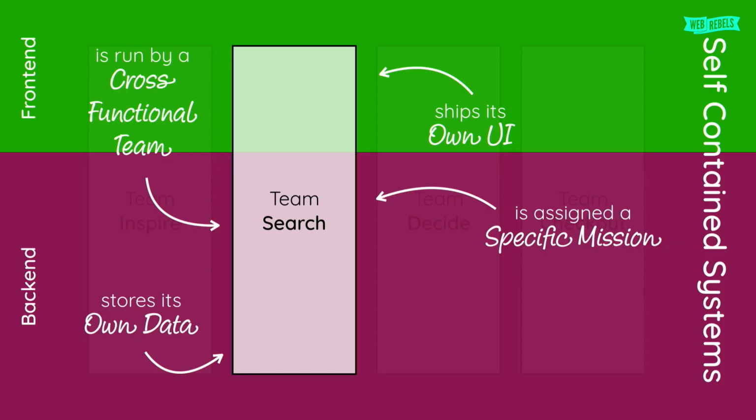And each team also stores its own data, so there's no central data model or data store. Each team stores its own data and manages it. And the most important part, each team ships its own user interface, or part of the user interface. And yes, teams should be as autonomous as possible, and they can choose the tech stack which they think is best for accomplishing their mission.